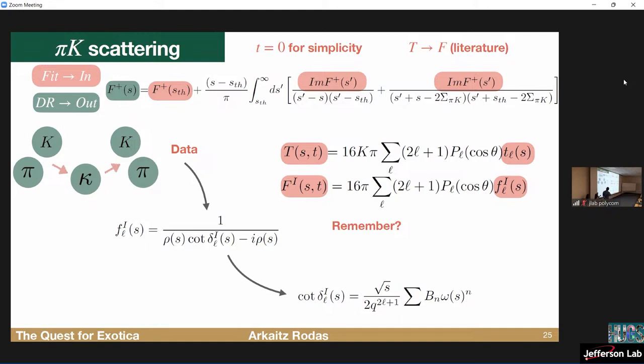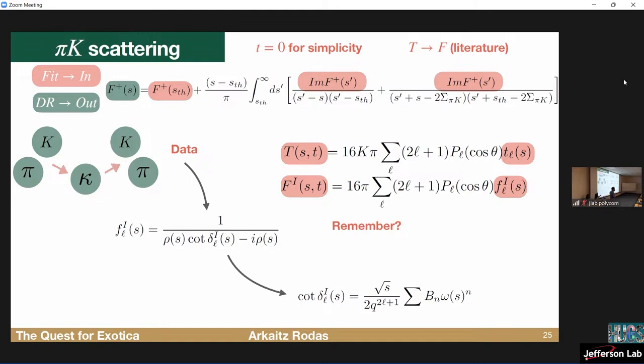Okay? We can describe little f as we did before. So if you have data on pi K, you can use this formula in the elastic region with an expansion like the ones we were discussing. And in the elastic region, we can do all of this. And what we care about is this channel, the channel that goes from pi K to the kappa resonance and back to pi K.